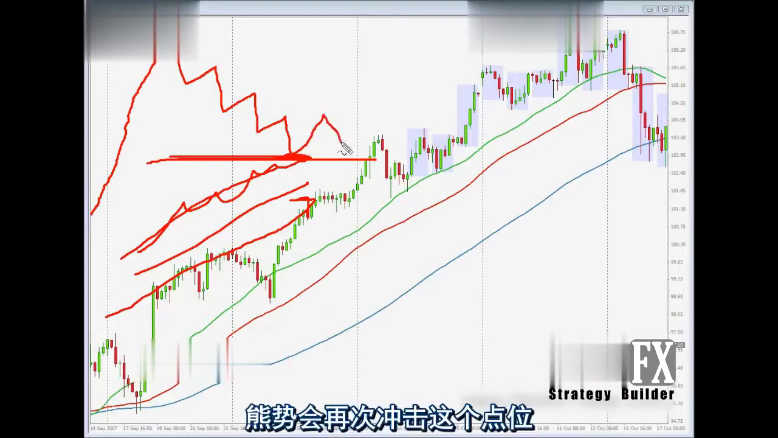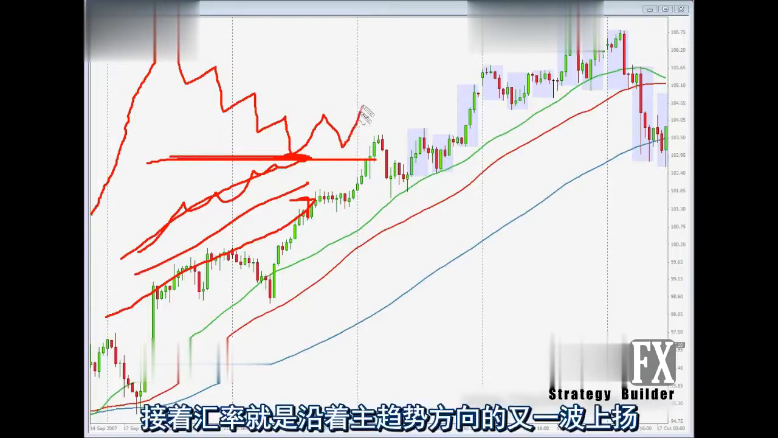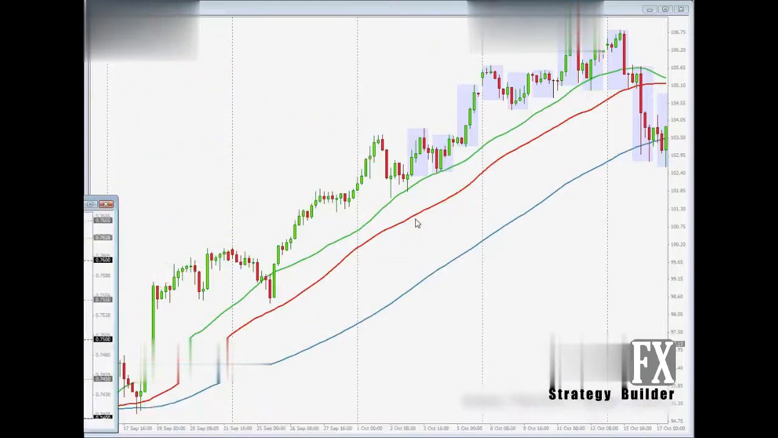The bears try to unleash another attack to that area, but they just don't have any more energy. They are dying out in momentum. The bulls are regaining control of the situation, and from there, price continues with a whole new impulse in the direction of the overall main trend. I hope that was clear enough.